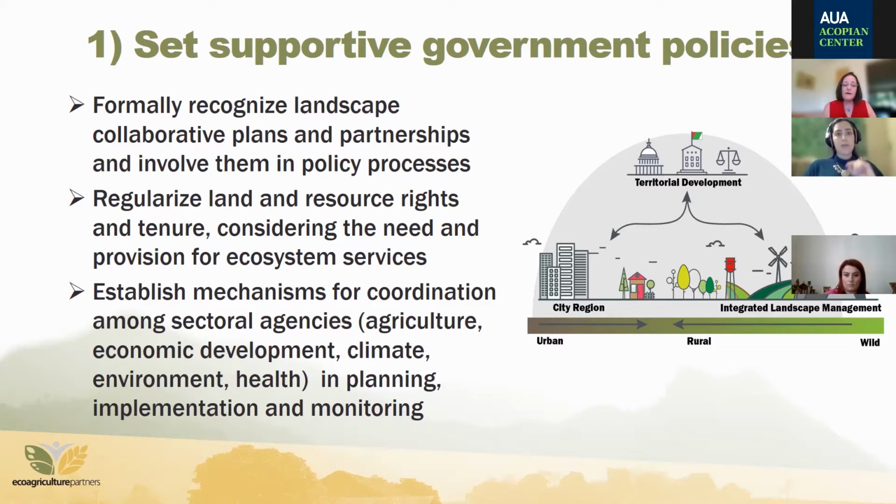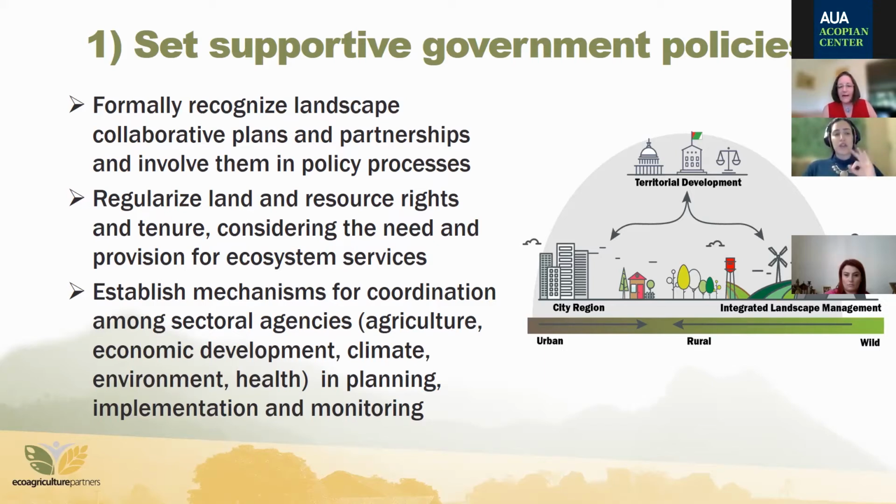Secondly, to regularize land and resource rights. I know in Armenia, at least, there's a land reform that's going on here. And one of the things is to consider the need and provision for ecosystem services together with production agriculture, and also to look at the rights and responsibilities of how land management impacts other groups in the landscape, and make sure that the rights to ecosystem services are also represented in these kinds of systems.